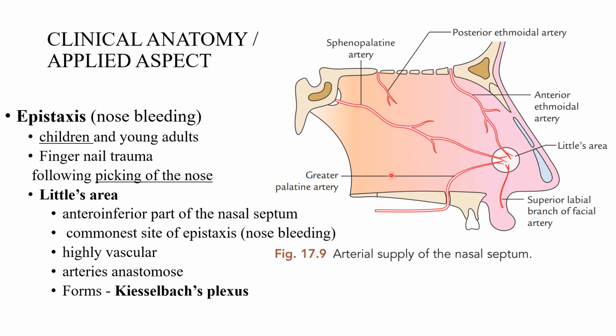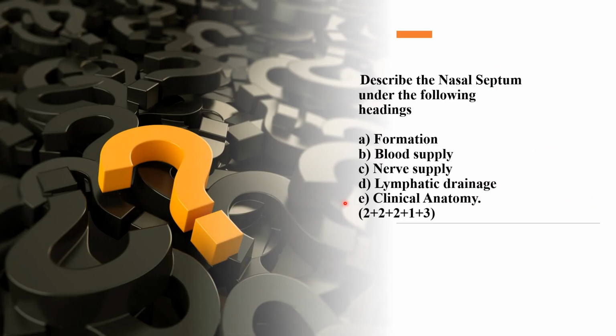Now the important thing is, what can be the immediate measure taken for nose bleeding? We can apply local pressure and put a wet cotton swab on the nasal bridge, and anterior nasal packing with a nasal swab can also be done. So this was our question, and we discussed the formation of nasal septum, the blood supply, nerve supply, lymphatic drainage, and clinical anatomy.